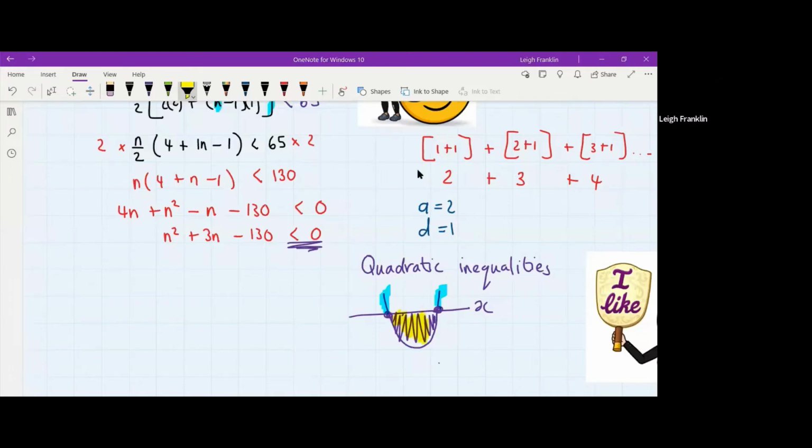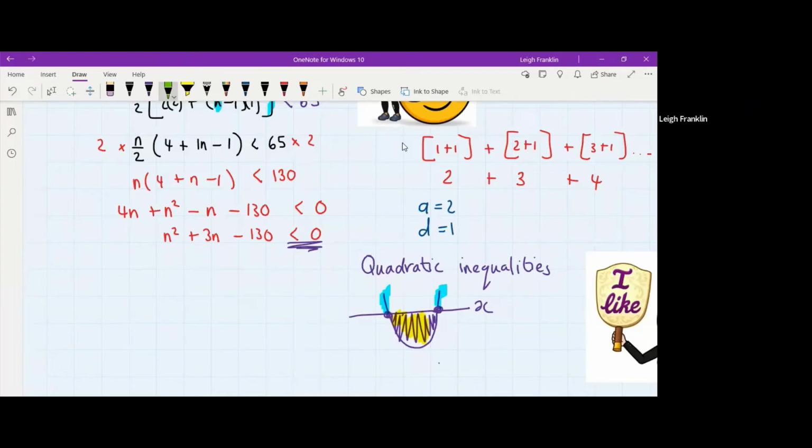Okay, so we're going to solve a quadratic inequality. So the first thing that we need to do is we've got to factorize. If we can't factorize, we can use the quadratic formula. All right? Do you want to use the quadratic formula or do you want to factorize? What would you prefer to do? Quadratic. Sorry, Nandi?